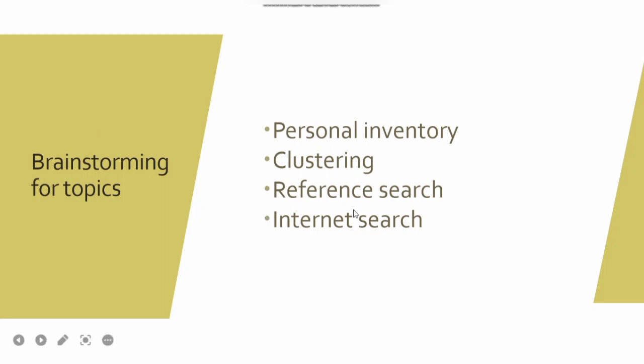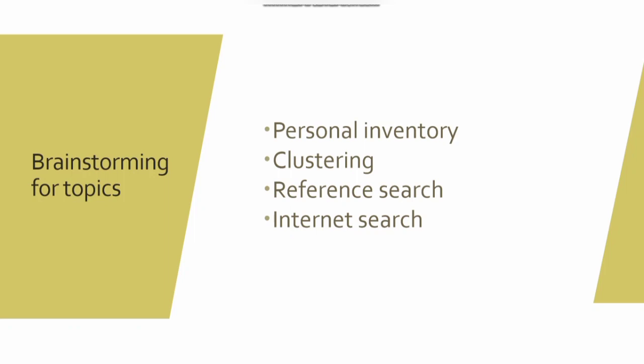Reference search. The third brainstorming way is reference search. What does it mean? Here, you go to the library and find the most interesting topics that you want to deliver. You can find them in an encyclopedia, for example. One way is looking it up through an encyclopedia.